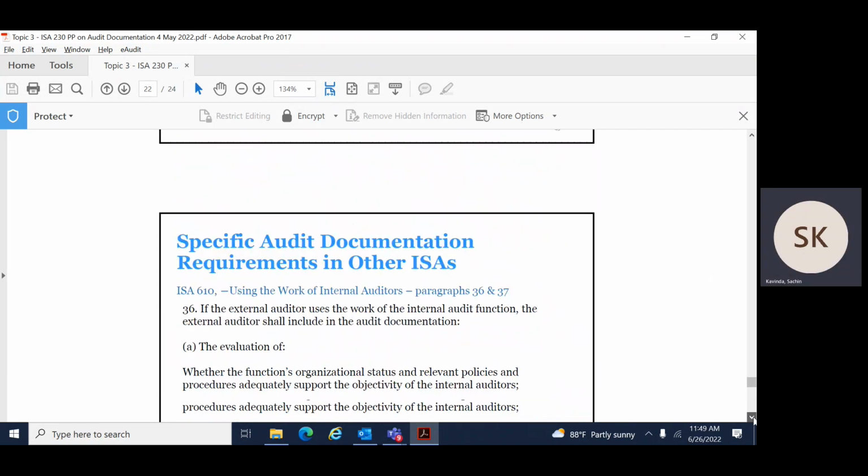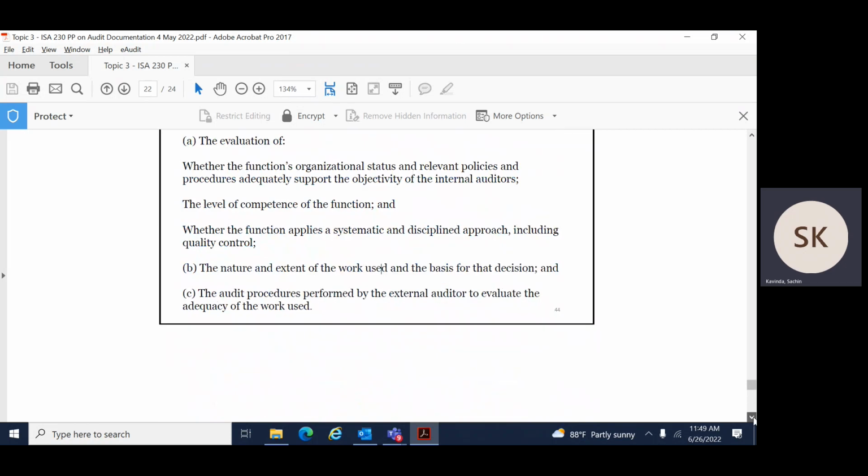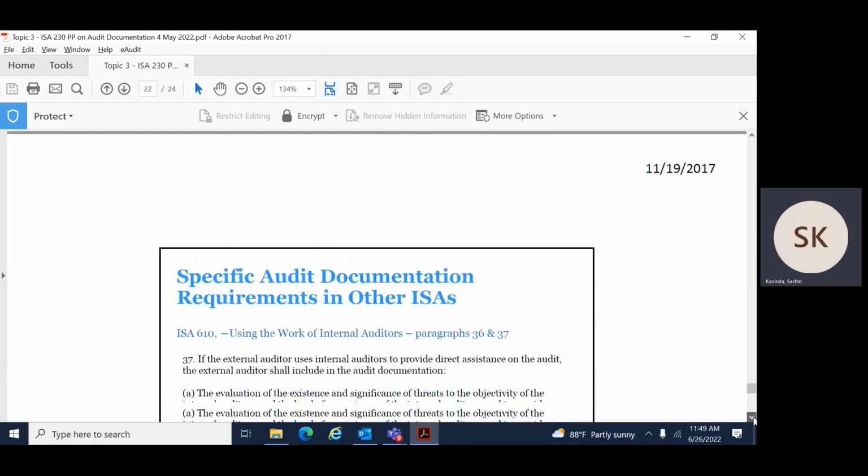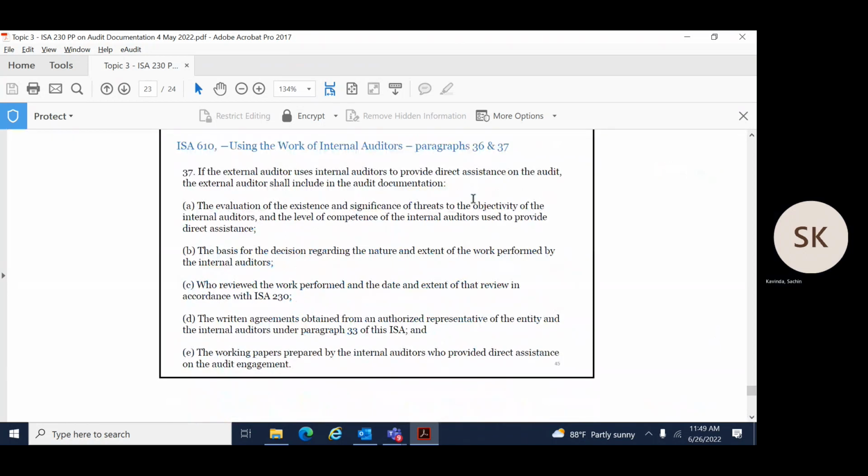ISA 610, using the work of internal auditors. If the external auditor uses the internal auditors to provide direct assistance on the audit, the external auditor shall include in the audit documentation the evaluation of the existence and significance of threats to the objectivity of the internal auditors and the level of competence of the internal auditors used to provide direct assistance.